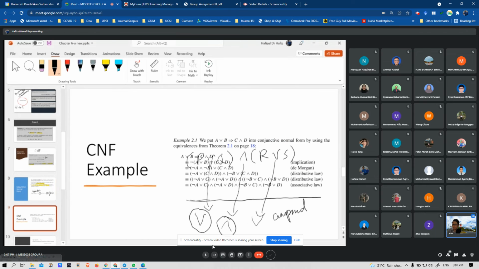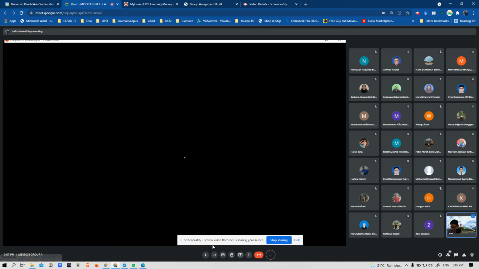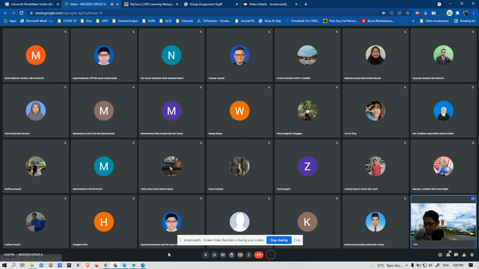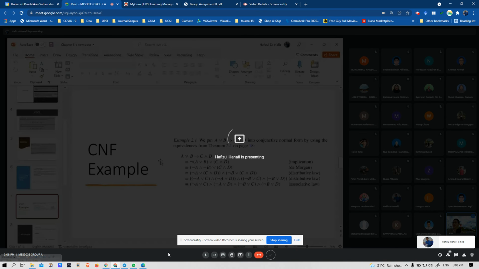And then a CNF example. This one is step by step.